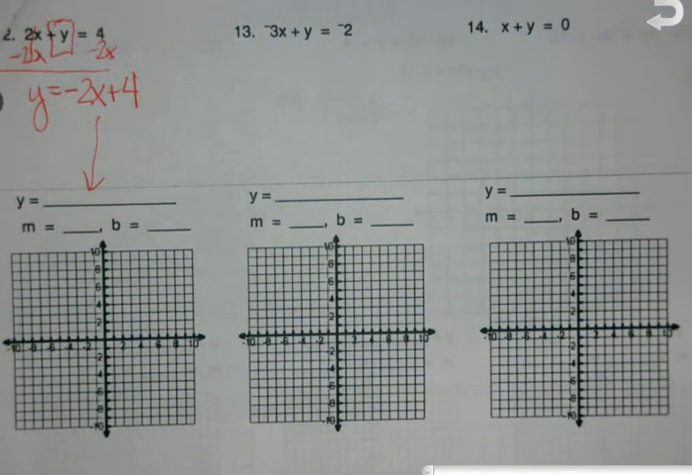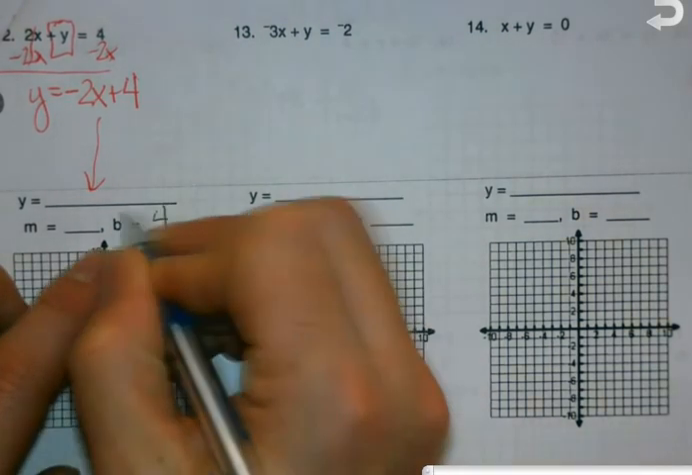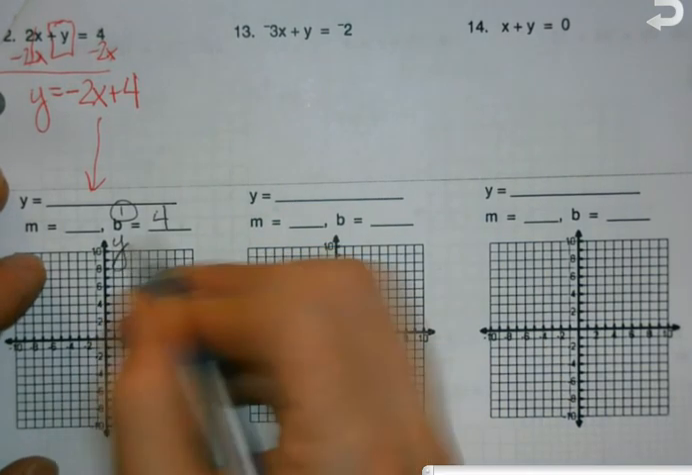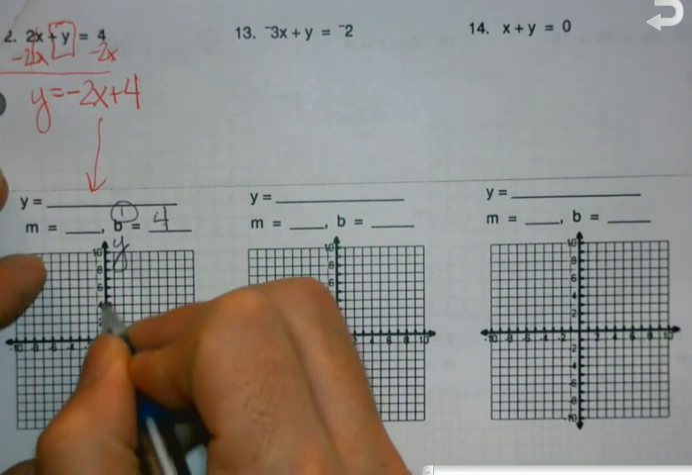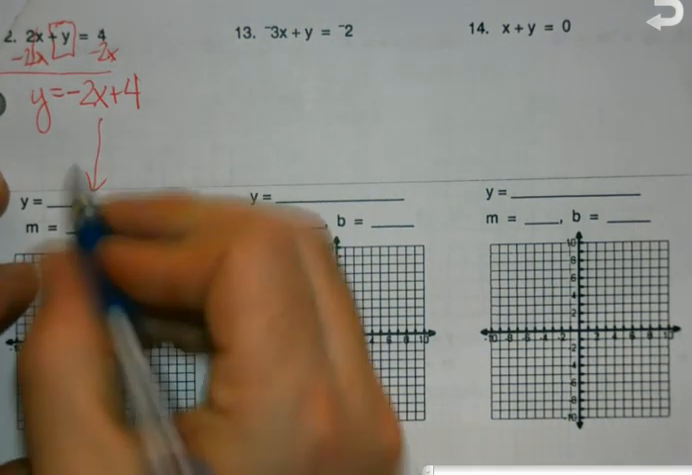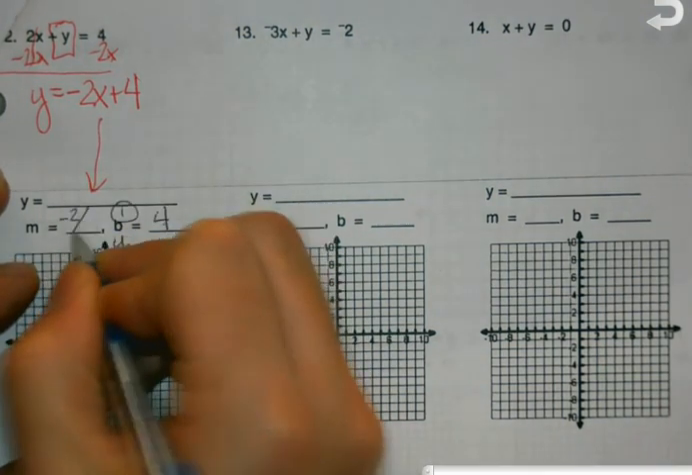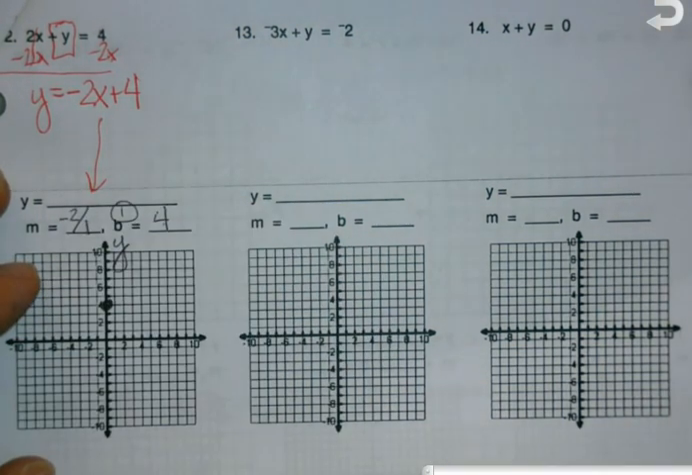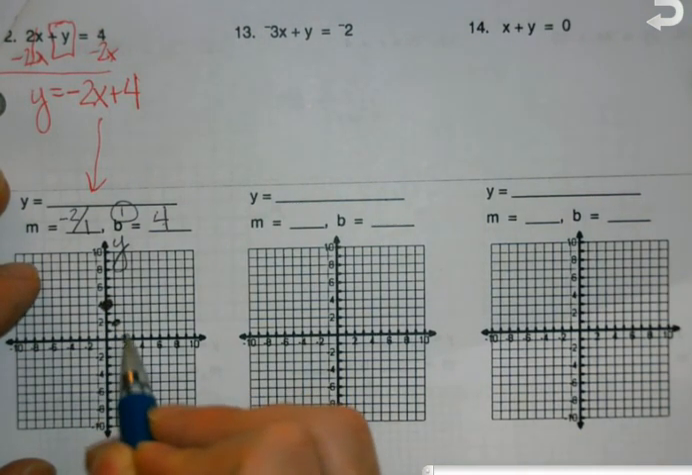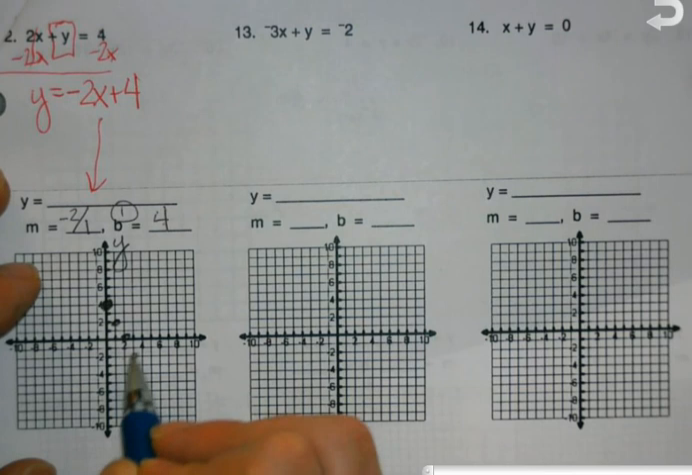Once I have y alone, and I have to have it alone, then I can get my y-intercept from there. If it's positive, I go up, and you're like, okay, I already heard you say this 15 times now. And my slope is negative 2 over 1. Down 2 and right 1.